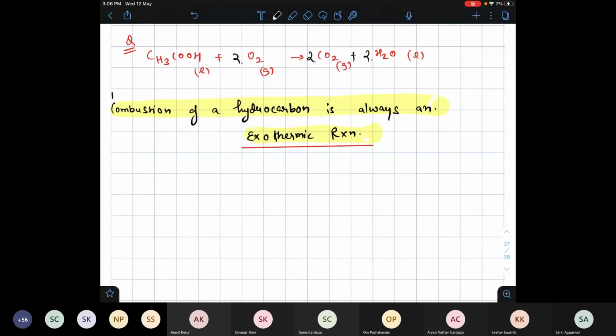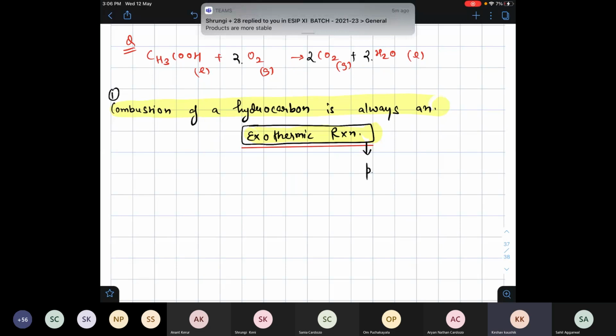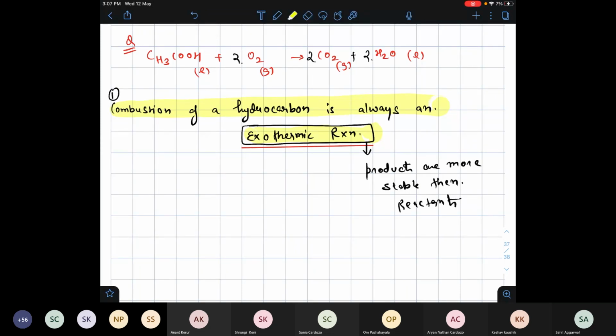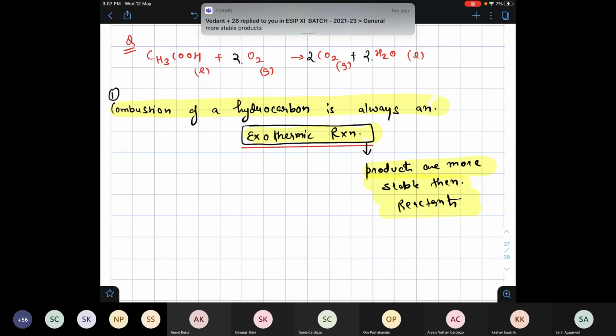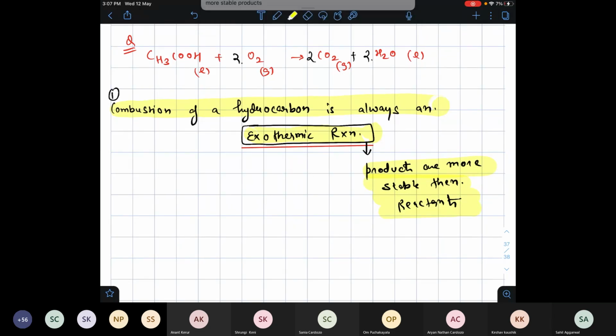What extra information I gave you regarding exothermic reaction? Product will be more stable than reactants. Products are more stable than reactant. All of you understood this?